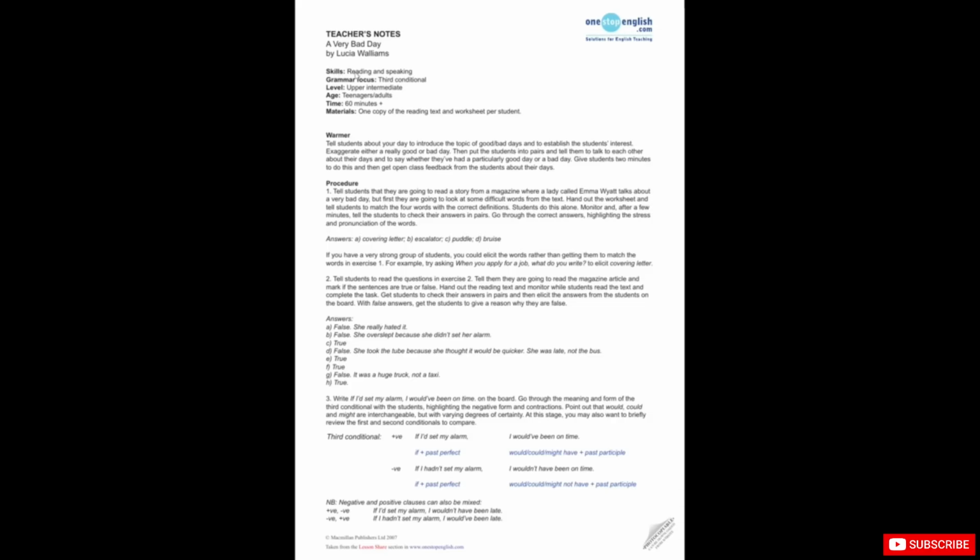Here, it tells you the skills that we're focusing on. So this is for reading and speaking practice. Here, this is really important. This tells you the grammatical focus of this lesson is the third conditional. That's really important. So now we have a clear goal for our lesson. It's to teach the student how to use the third conditional.